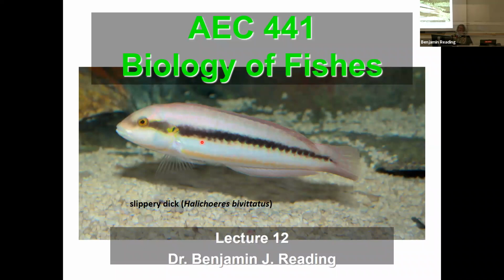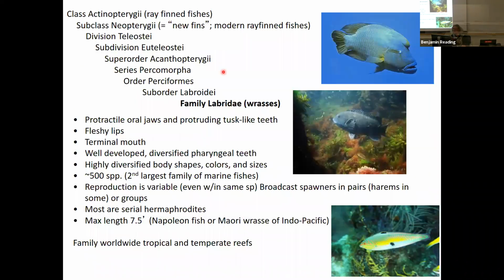So lecture 12, this is the second to last lecture on taxonomy. We'll be talking about the most advanced fishes next Tuesday. So the first family we have here, there's lots of perciforms, so we're in the same order. This is family Labridae, the wrasses, Labridae.